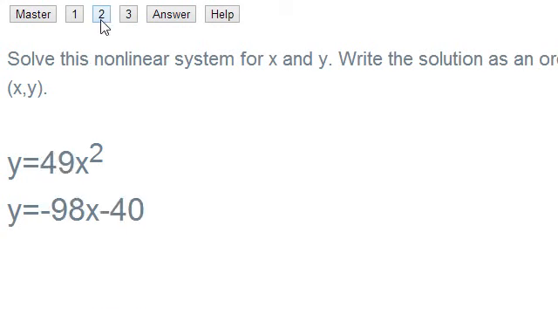Alright, let's look at number 2 here. You can see we have y is equal to 49x squared and y is equal to negative 98x minus 40. We're going to do this the same way. We're going to set them both equal to each other, and then solve for x. In this particular problem, this is going to be a little bit more difficult, but if you followed some previous sections, you should know how to work this problem.